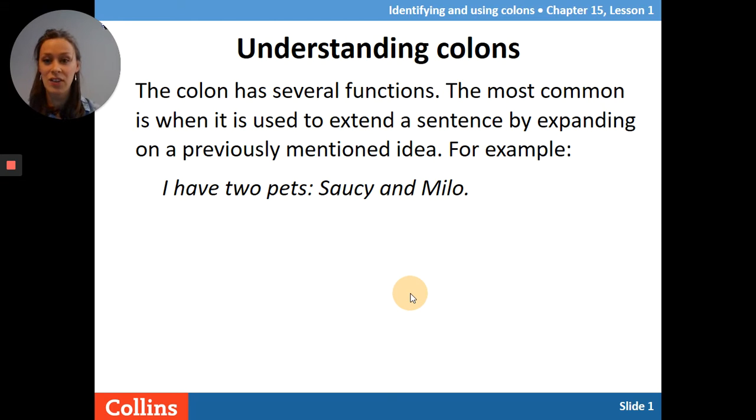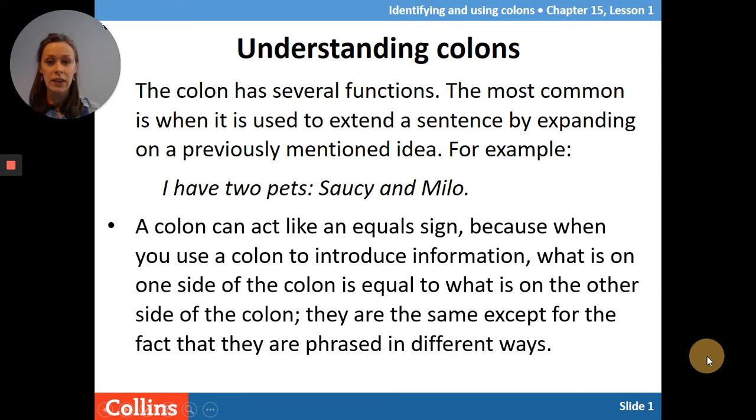And welcome to this session on understanding colons. So the colon is a little bit different to the semicolon. It's two dots, one on top of the other, and it has several functions. The most common is when it's used to extend a sentence by expanding on a previously mentioned idea. For example, I have two pets: Saucy and Milo.